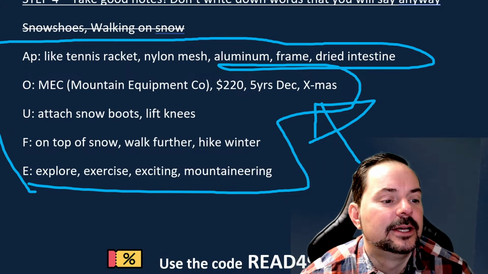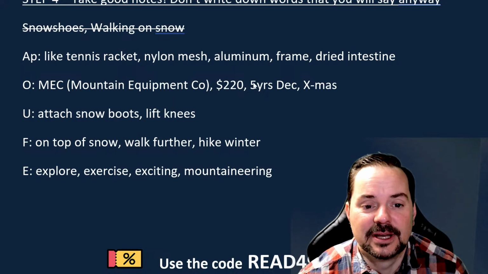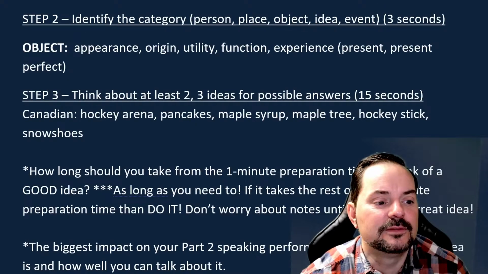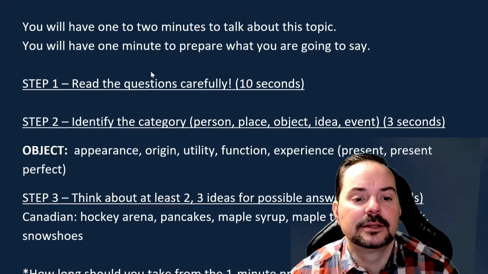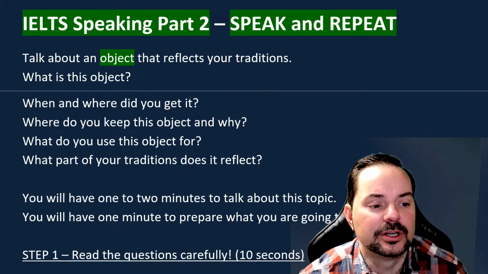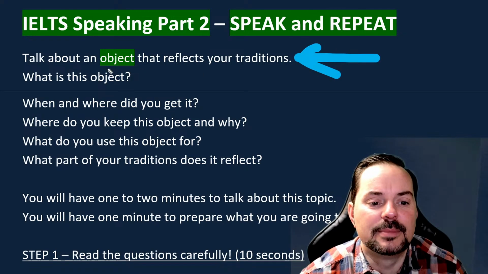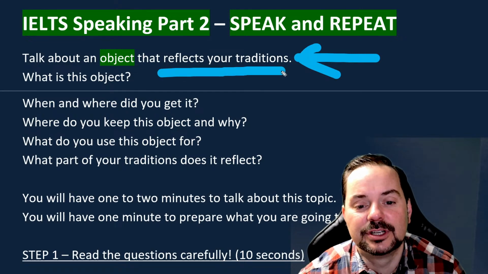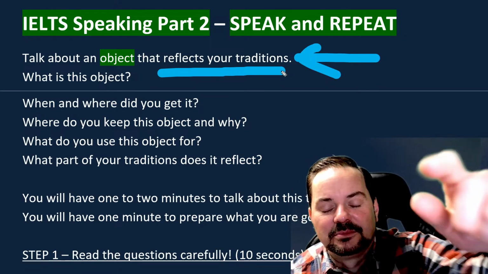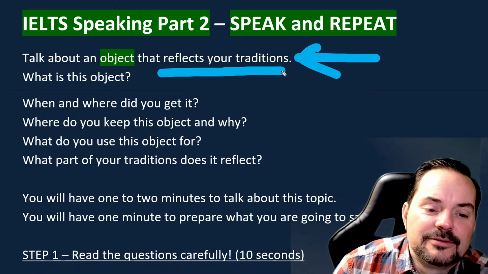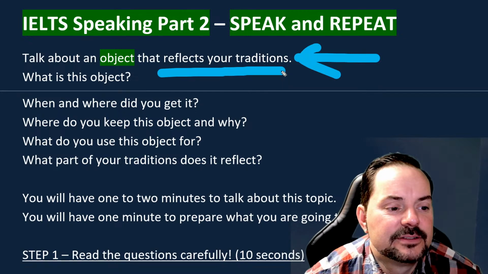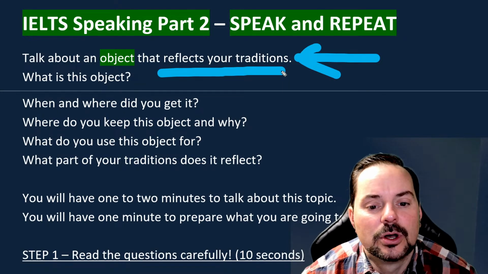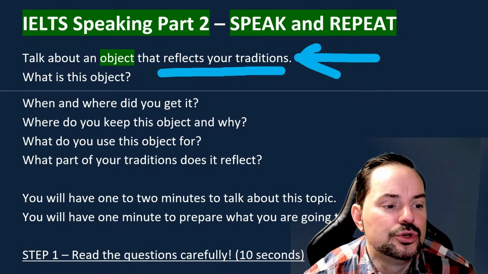All right, I hope everybody else is also thinking about some ideas of objects of tradition. For those of you just joining in, this is the question that we're answering. It's part 2 cue card. Talk about an object that reflects your traditions. Again, I'm streaming to you live from Canada here on the West Coast. We are out of winter now. In fact, flowers are blooming, but Canada does have many months of winter in many parts of the country. And so I thought of the object snowshoes for this one.